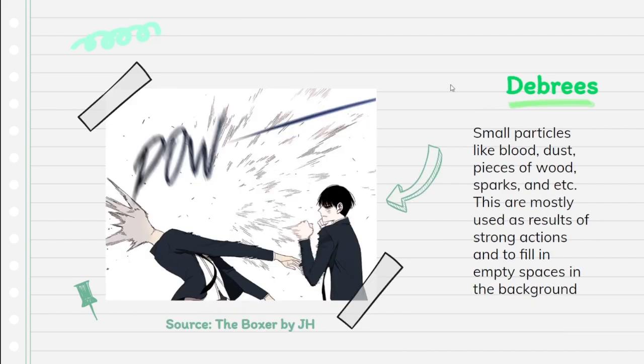Next would be debris. Debris are mostly small particles in the air, which can be blood, dust, wood, sparks, and many more. They are mostly used as results of a strong action. They can also be used to fill in empty spaces in the background. An example here is from The Boxer by JH. When the punch landed, I guess a bunch of sweat, drool, maybe a bit of blood was blown away from that point of impact.